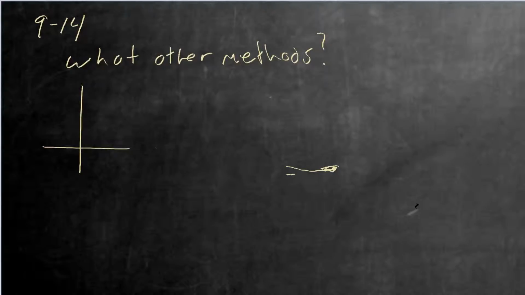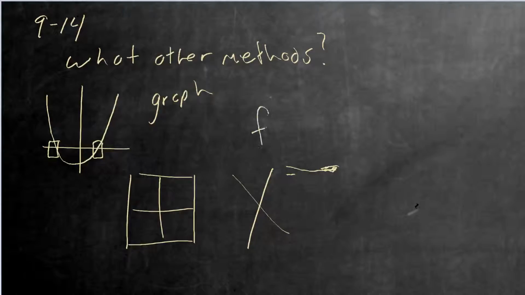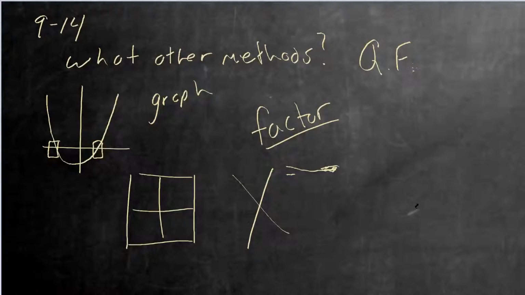Well, a quadratic graphs a parabola, so we could graph and find our x-intercepts. We could use our box and cross method, and we could factor. Or, if neither one of those worked, then we can use our quadratic formula.